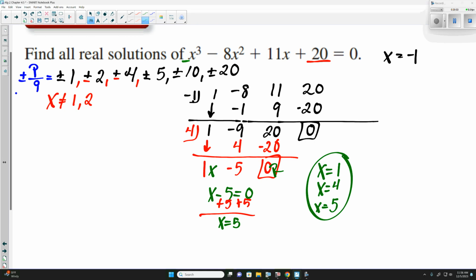So here it worked out nicely that we got 3 nice whole number answers. But it does give us an idea of where to look, what values will work.